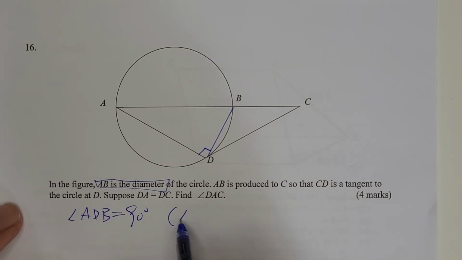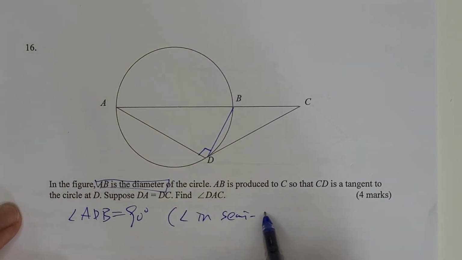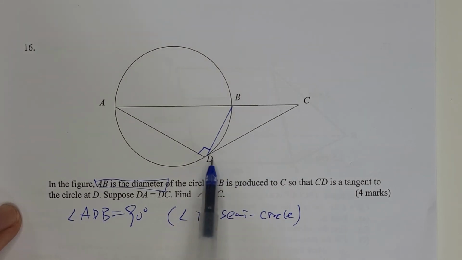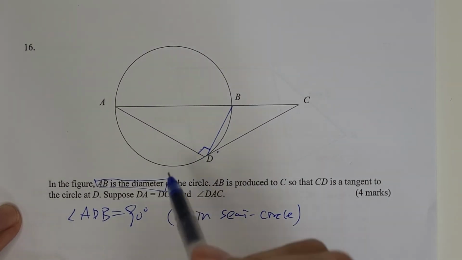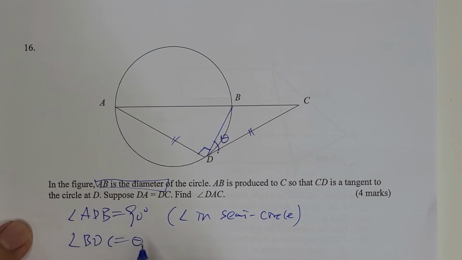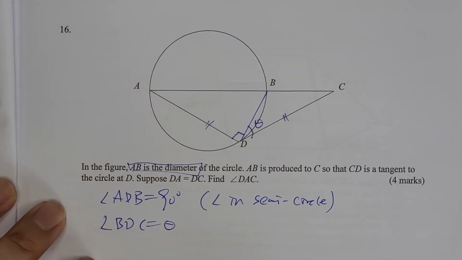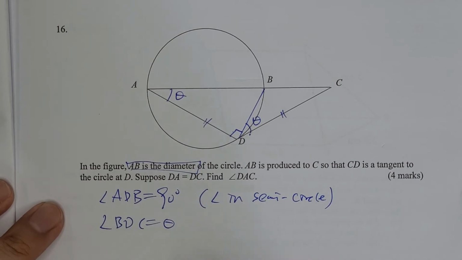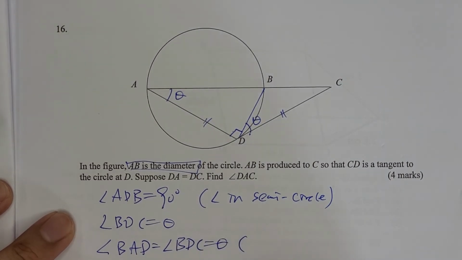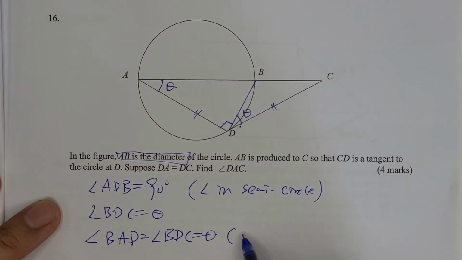Okay, angle in semicircle. And next, AB is produced to C, so that CD is the tangent to the circle at D. DA equals DC. Okay, now I let this angle be theta. Angle BDC is theta. Suppose I let it this way. So you know that this is also theta. Angle BAD equals angle BDC equals theta again. Reason, angle in alternate segment.